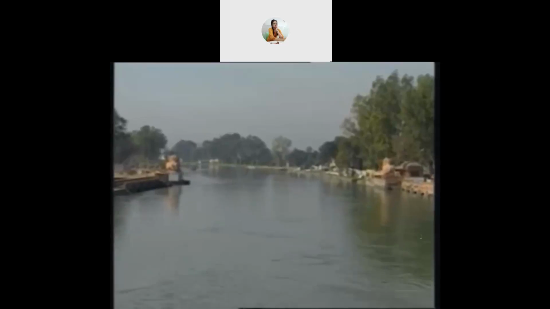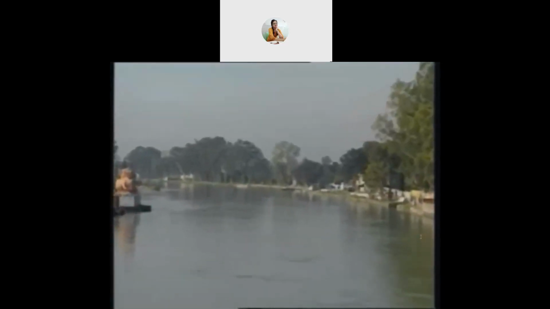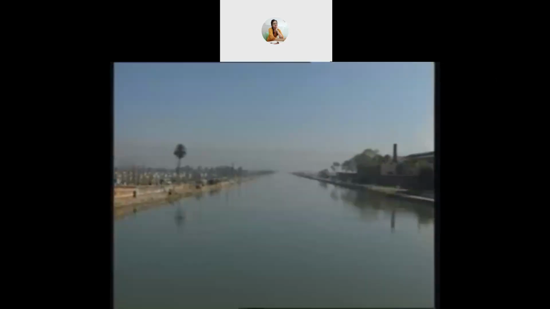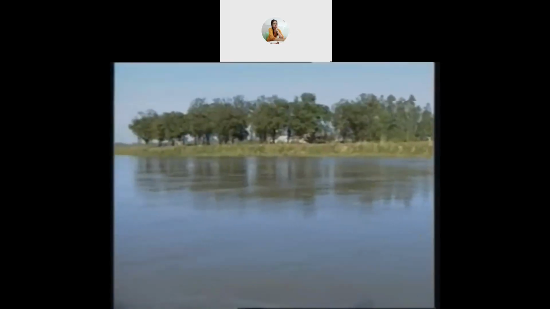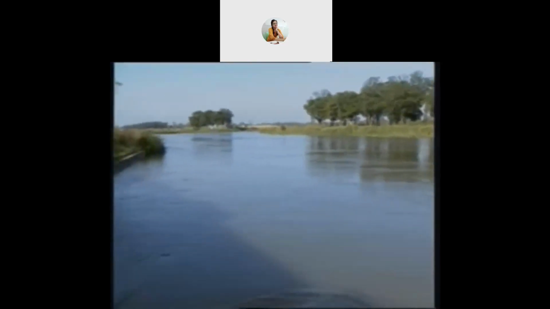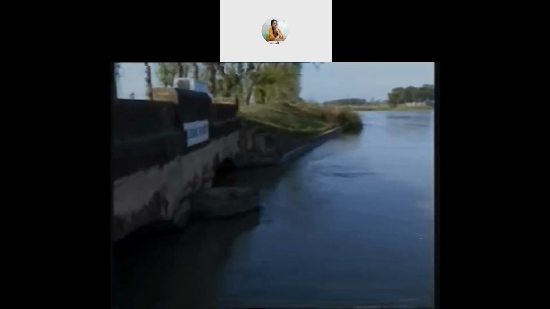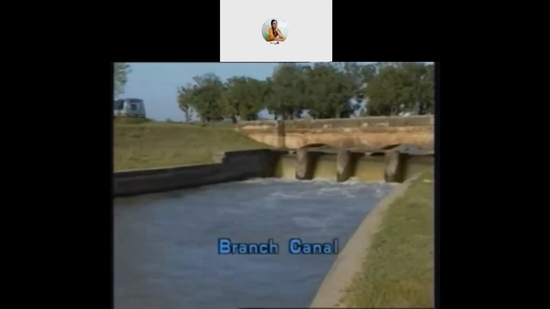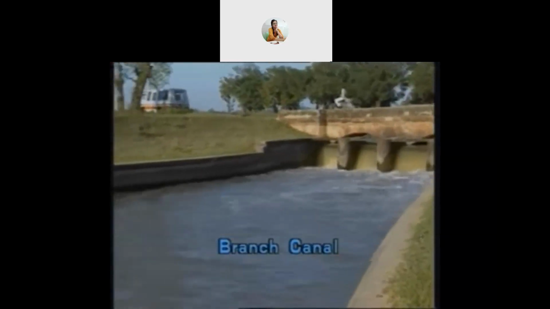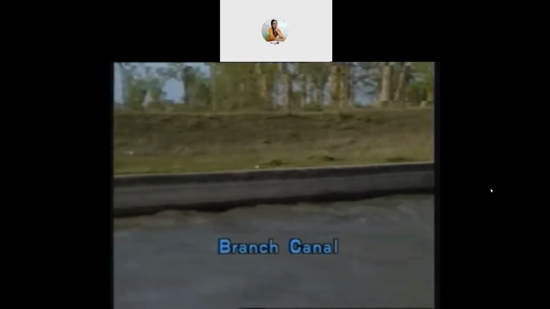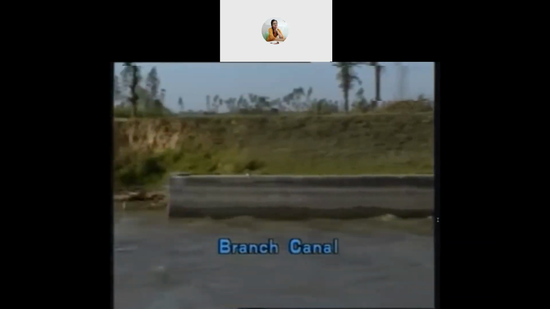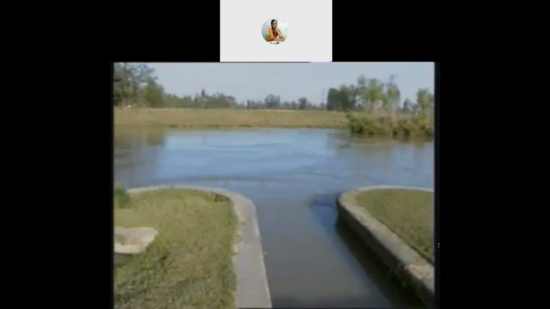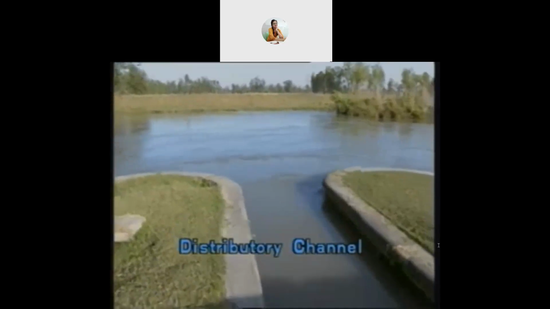Now, the water is to reach the fields. For this purpose, we have a canal irrigation network. A canal which takes off directly from the headworks is called the main canal. Normally, no irrigation is carried out from a main canal. A canal taking off from the main canal is called a branch canal. Distributary channels are taken off from the branch canal and sometimes from the main canal.